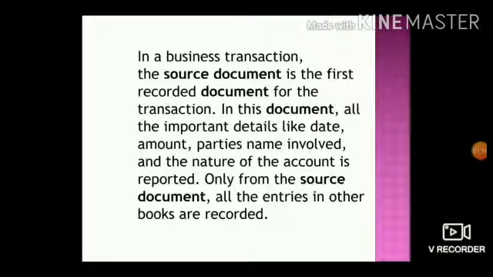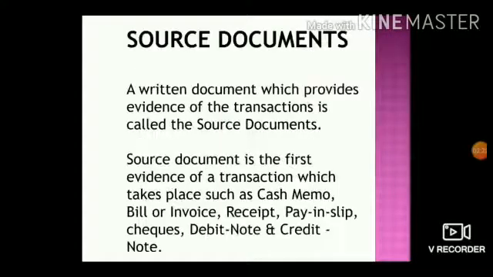Today we are going to discuss about the source document, which is the first recorded document. In a business transaction, the source document is the first recorded document for the transaction. In this document, all the important details like date, amount, party's name involved and the nature of the account is reported. Only from the source document, all the entries in other books are recorded.